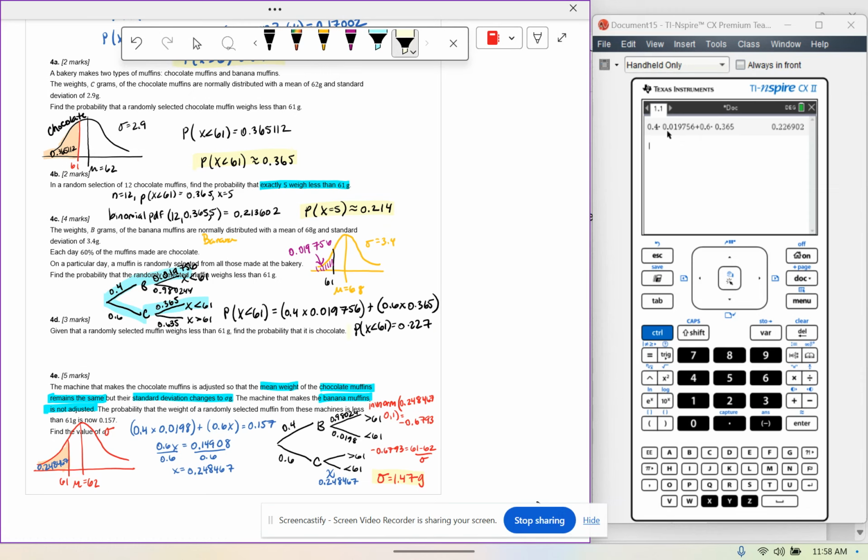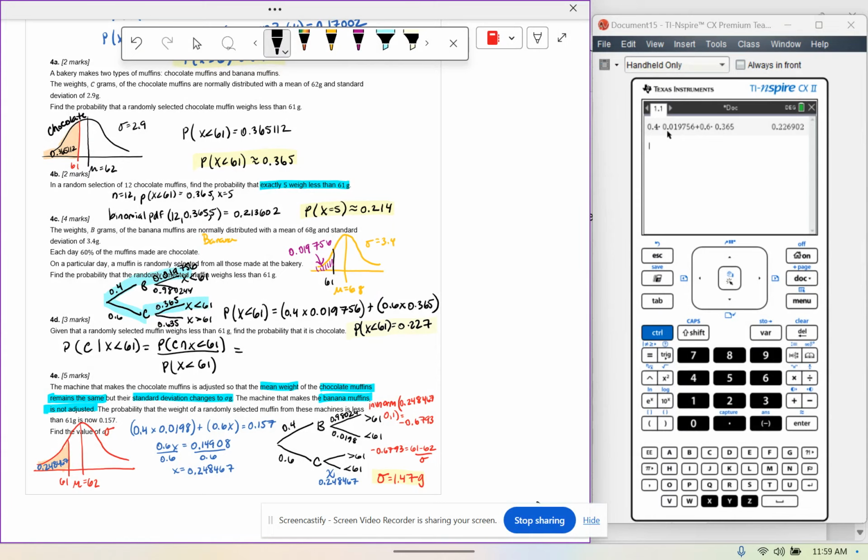Okay, so next, given that a randomly selected muffin weighs less than 61 grams, so that's literally what you just found 4 seconds ago, find the probability that it is chocolate. Okay, so I now have probability that it's chocolate and less than 61 grams. So probability that it's chocolate and less than 61 grams all over probability that it is less than 61 grams. So chocolate and 61 grams, you found that above. Where is it? Chocolate and 61 grams. This and less than 61 grams.